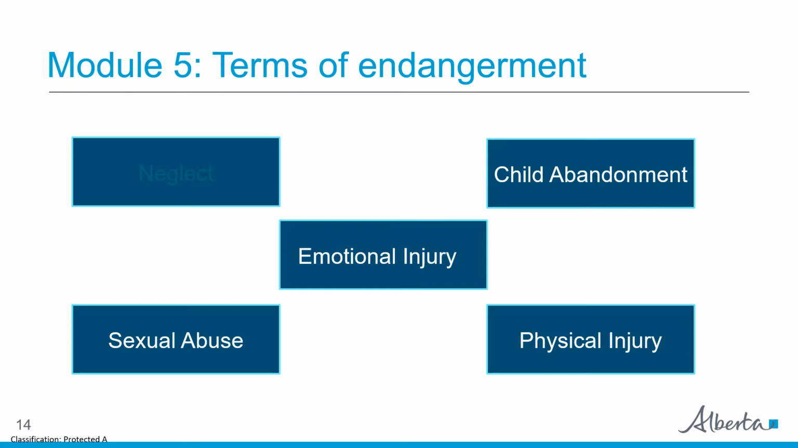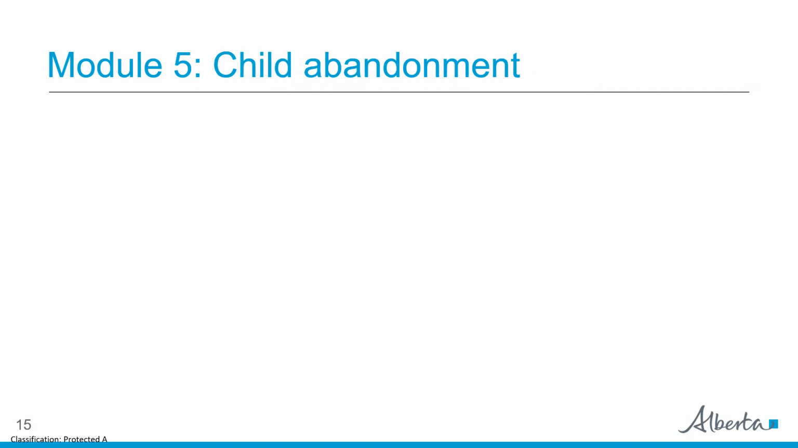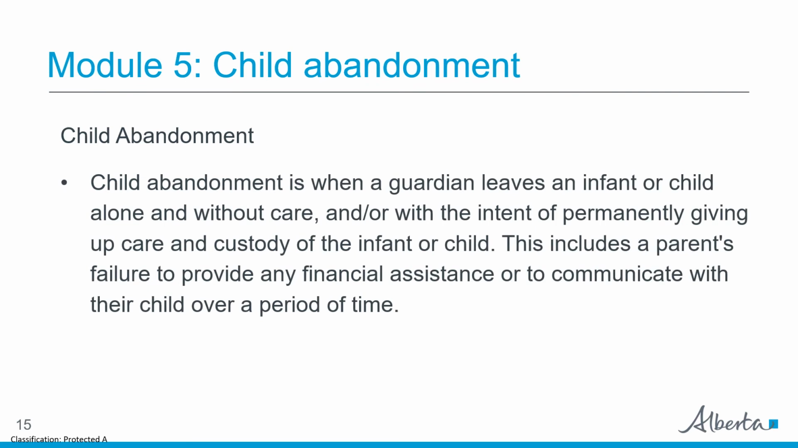Module 5. Terms of endangerment. Child abandonment. Child abandonment is when a guardian leaves an infant or child alone and without care, and or with the intent of permanently giving up care and custody of the infant or child. This includes a parent's failure to provide any financial assistance or to communicate with their child over a period of time.